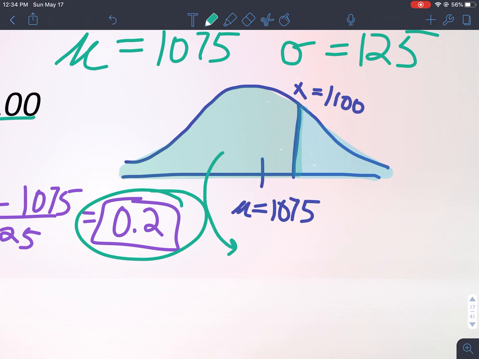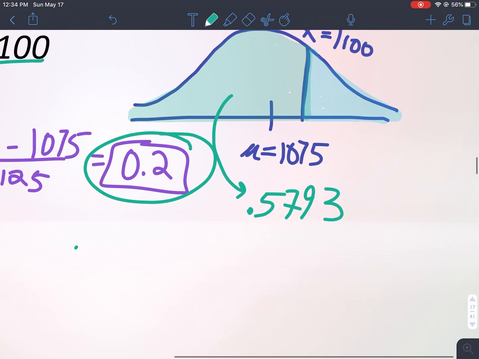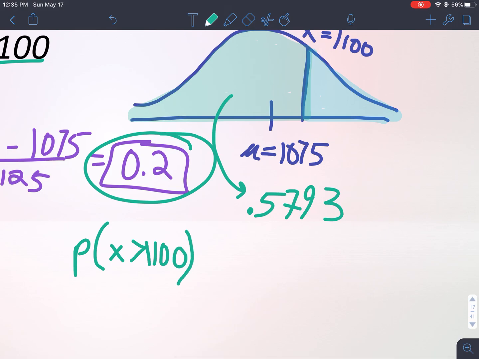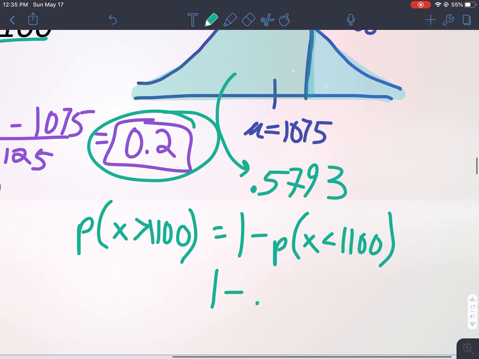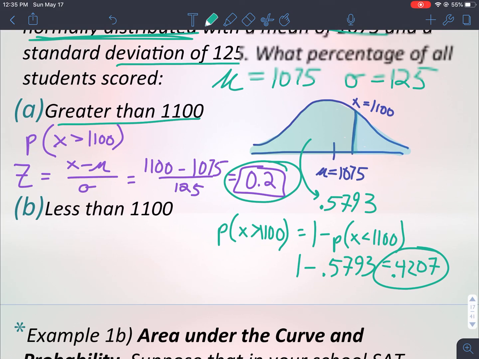So this area is 0.5793. And that means to find the probability that we're greater than 1100, that would have to be the complement of being less than 1100, and that's going to be 1 minus 0.5793, which is equal to 0.4207. So now I used the z-table, but remember I had to find the complement or opposite probability.